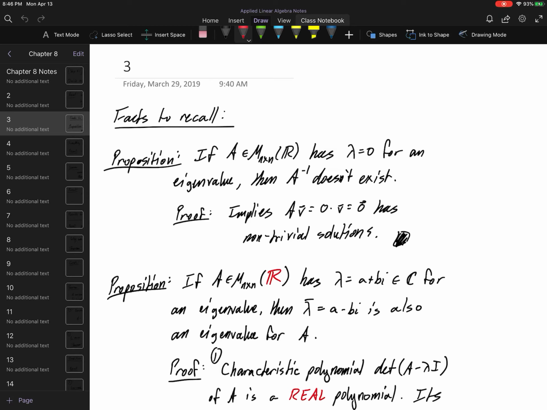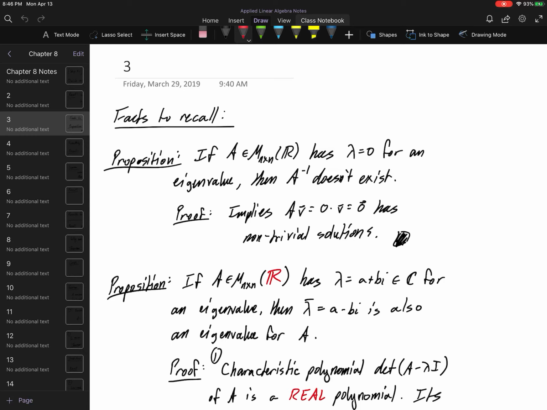So, some things that you're going to have to recall. Let's go ahead and dive right in. As a proposition, if you have a square matrix with a zero eigenvalue, right? If zero is an eigenvalue for your square matrix, then it doesn't have an inverse, right?